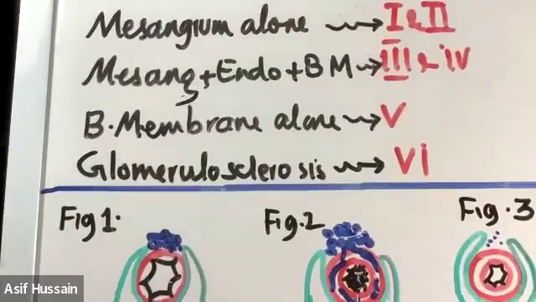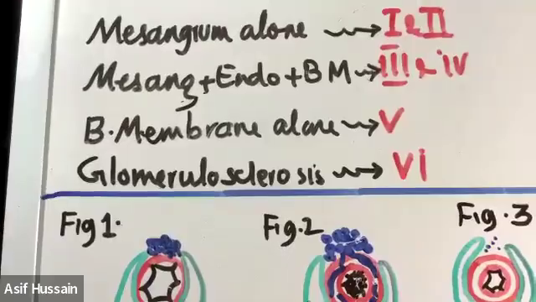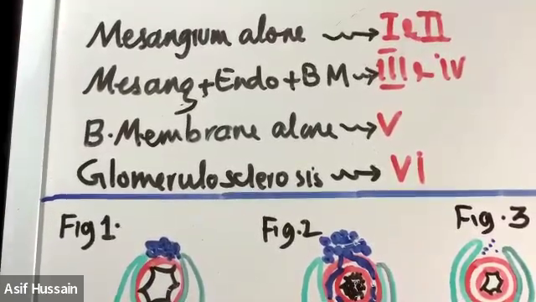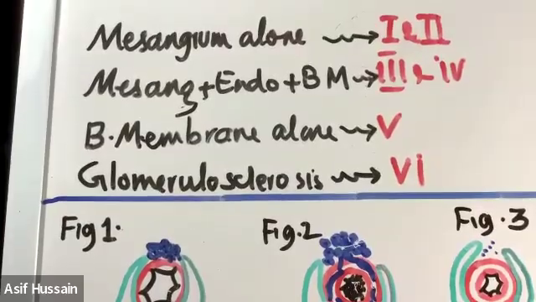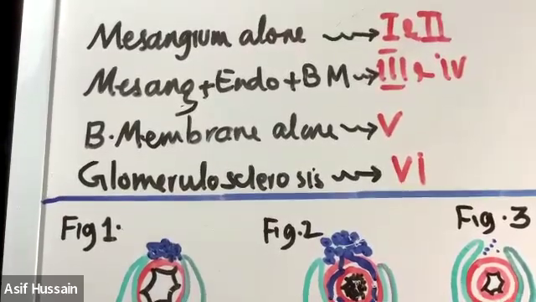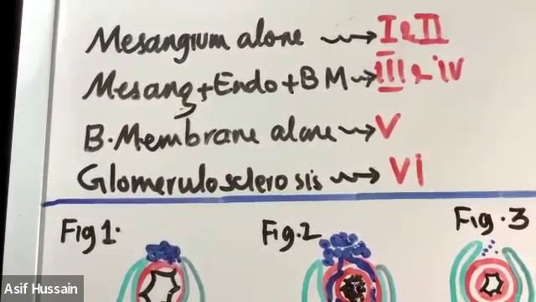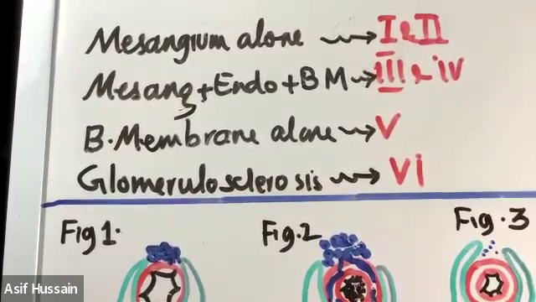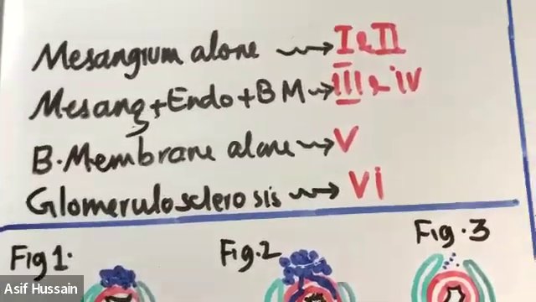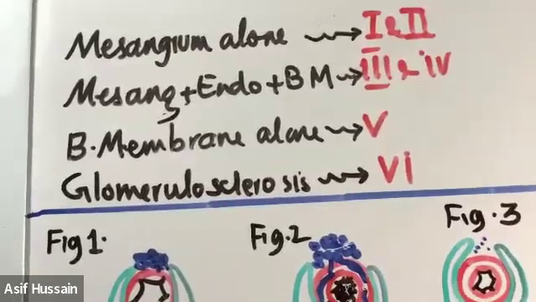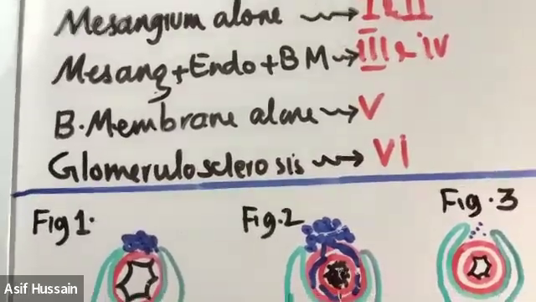So stage 3 and stage 4 can be any combination of nephritic syndrome, which means glomerular hematuria, and nephrotic syndrome, which means glomerular proteinuria, because the basal membrane is also involved. Stage 5 is only nephrotic syndrome, no nephritic pattern, no glomerular hematuria, because only the basal membrane is involved. Stage 1 and 2 are either asymptomatic or there's a mild nephritic syndrome: inflammation, damage, and hematuria.